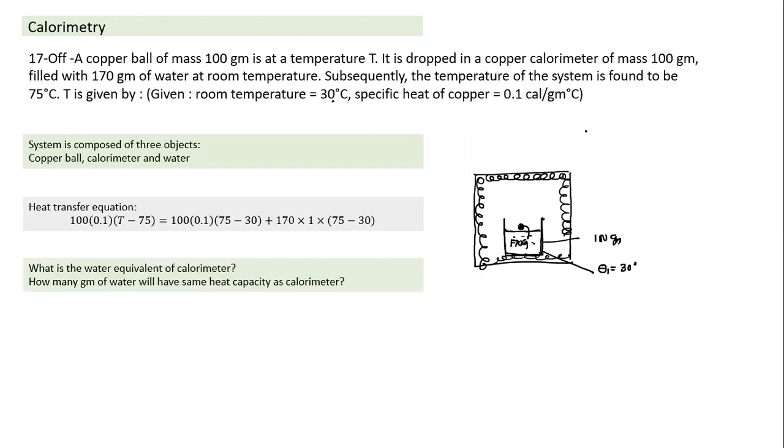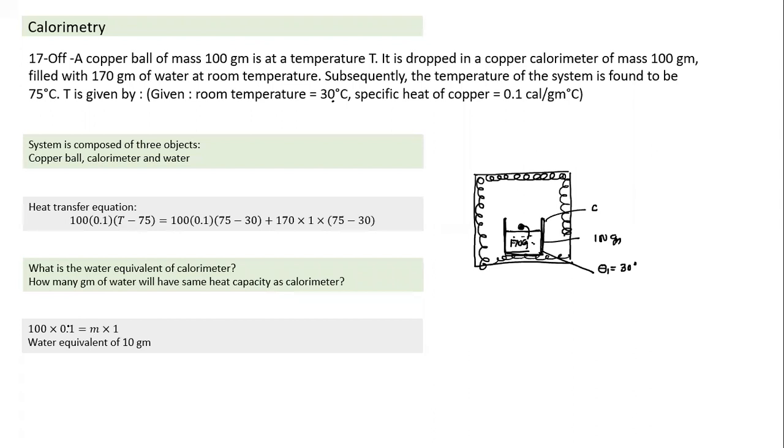So in this case, there are 3 objects: a copper ball, a calorimeter, and water. But many times, for a certain calorimeter, the mass is fixed and the specific heat capacity is known. So what we do many times is write the calorimeter's water equivalent as 10 grams or something. What does water equivalent of a calorimeter mean? It means how many grams of water will have the same heat capacity as the calorimeter.